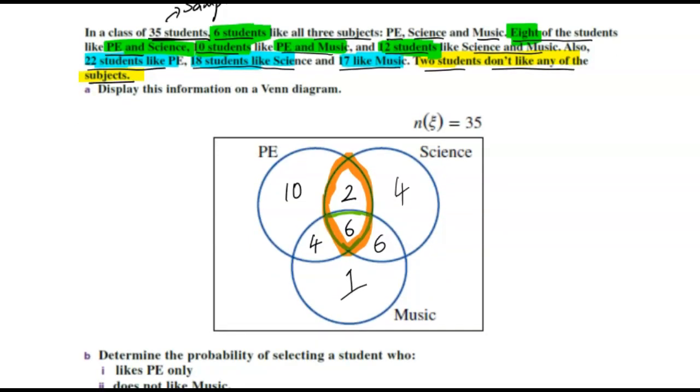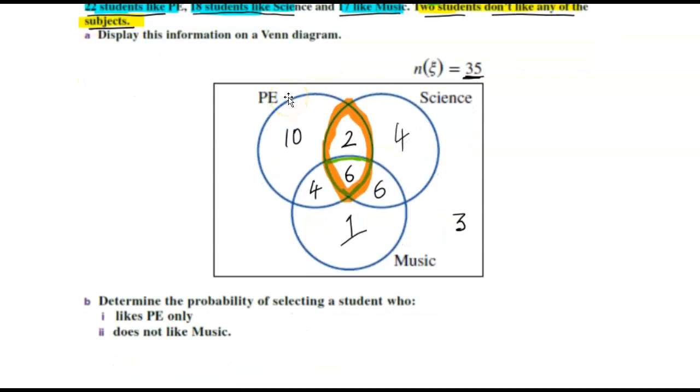So if I have 10 plus 2, 12, 12 plus 4, 16, 16 plus 6, 22, 22 plus 6, 28, 28 plus 4 is 32, 32 plus 1, 33. Obviously there's a remainder of 2 students who are not fitting into any of the 3 circles, and that is the number that is going to fall outside the circles in the Venn diagram, giving us a total sample space of 35 students.